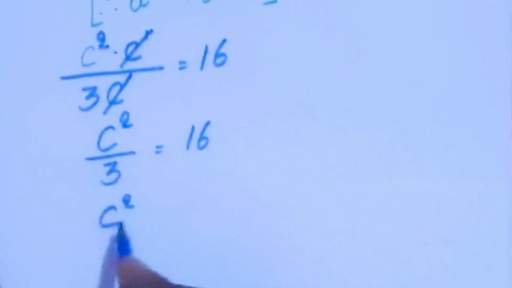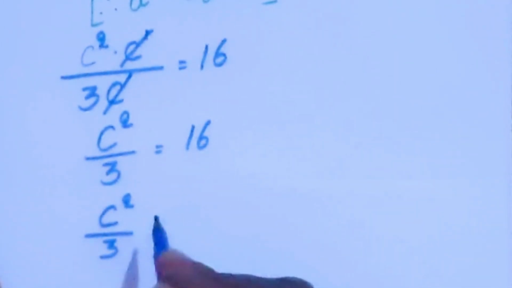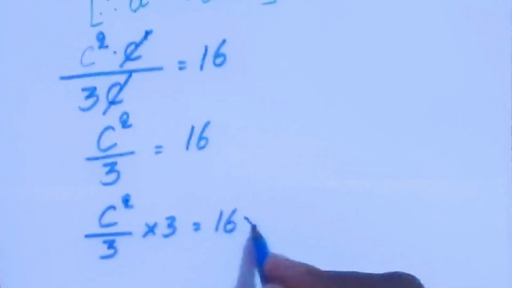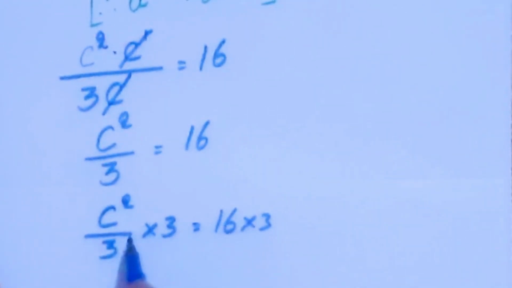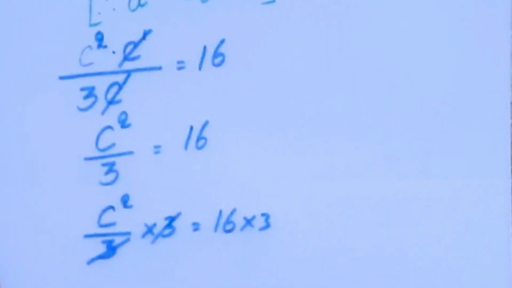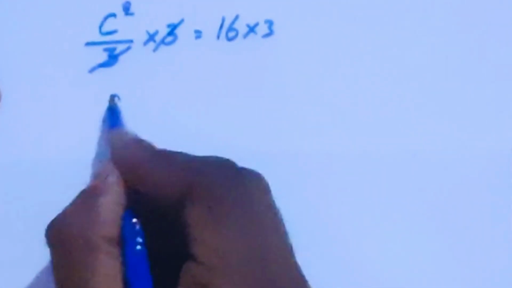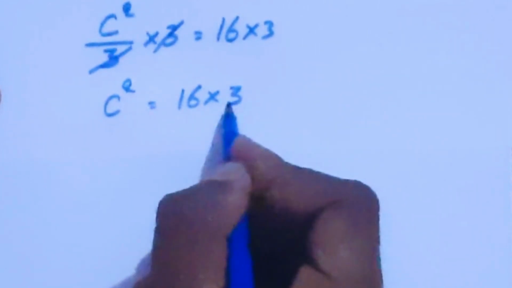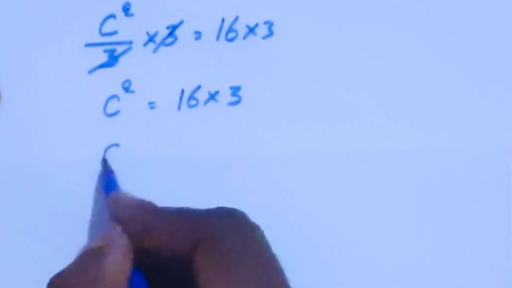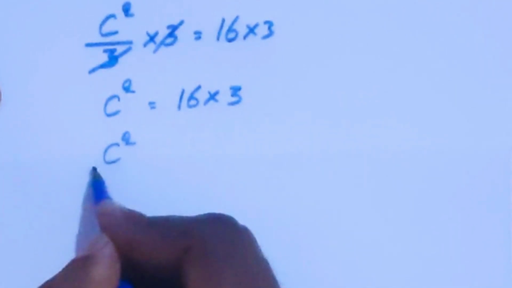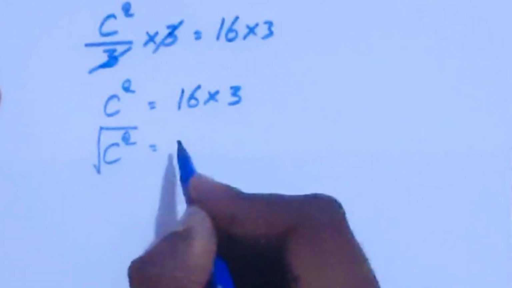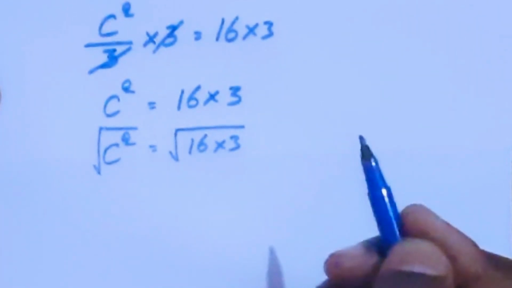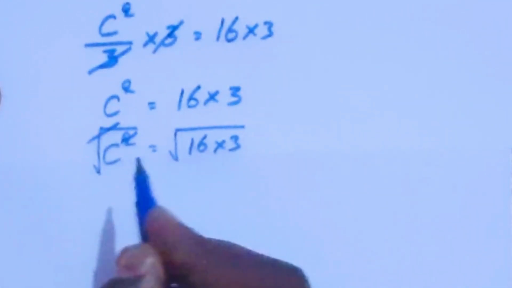C square by 3, we are going to multiply by 3 on both sides, so 16 times 3. Now 3 cancels this 3, so we have C square equals 16 times 3. Take the square root on both sides, so square root of 16 times 3. Now this square and square root will cancel each other.